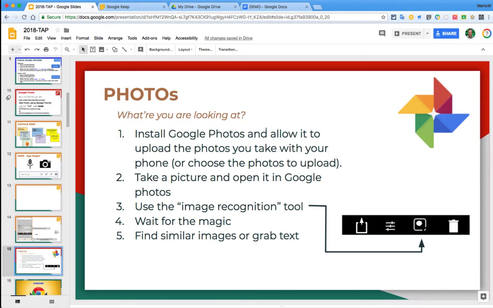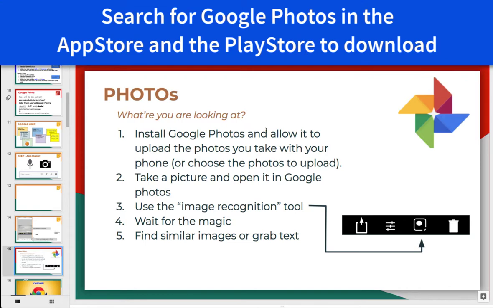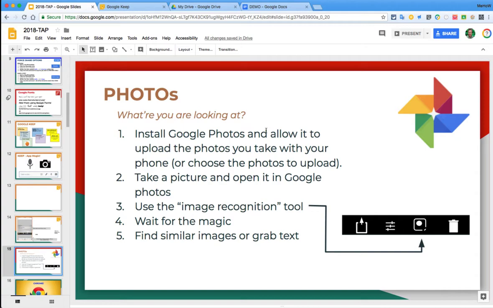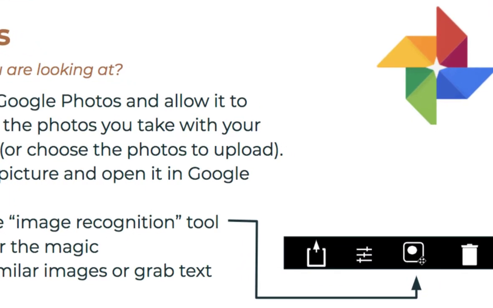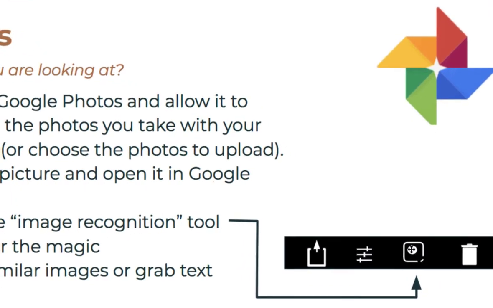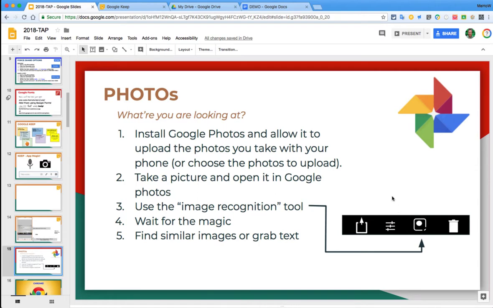Pictures. What are you looking at? Google Photos. I can't show this to you in the webinar because I'm on a computer. But if you have the Google Photos app, and you take a picture, and those pictures are being uploaded into Google Photos, it now has an image recognition tool right here. It looks like a little square with a little circle within it. When you open up the photo that you just took within Google Photos and you select this icon, you will notice some little sparklies happening all over your photo. You wait for that magic to happen.